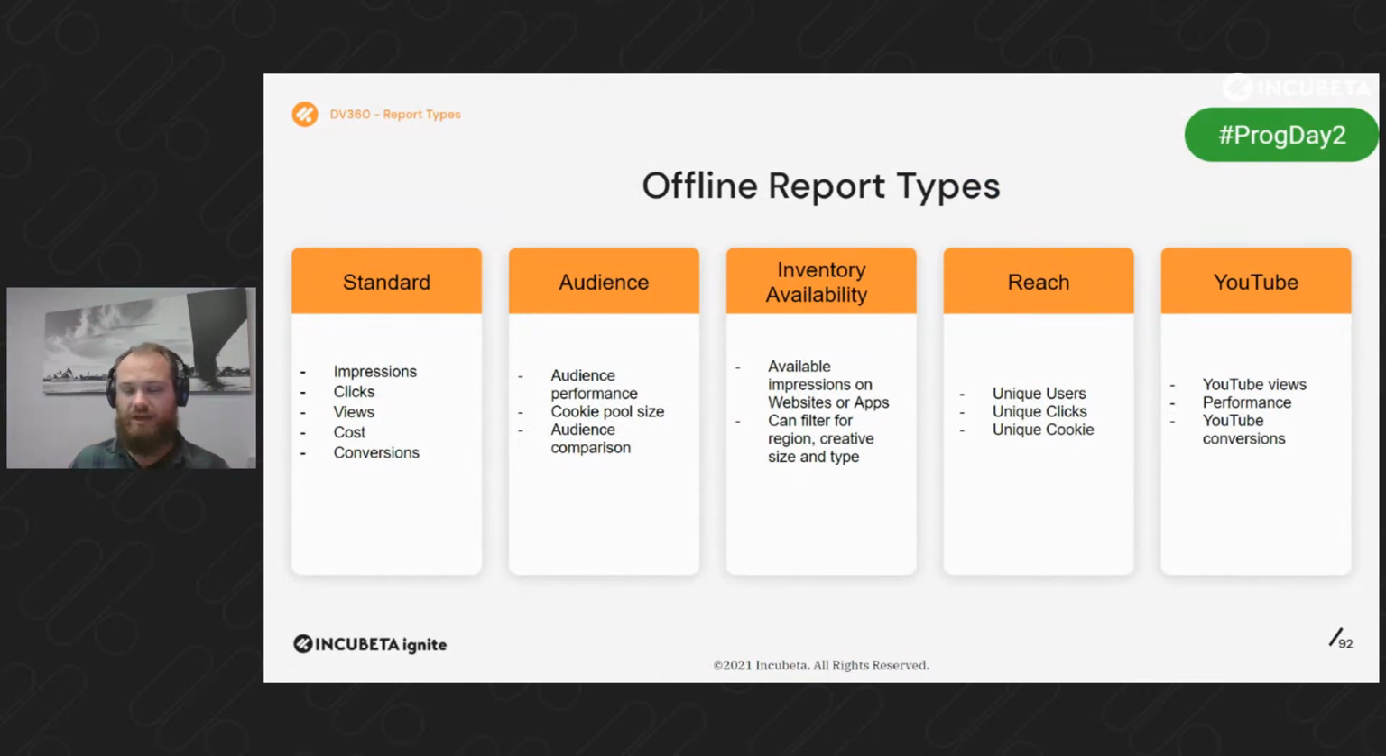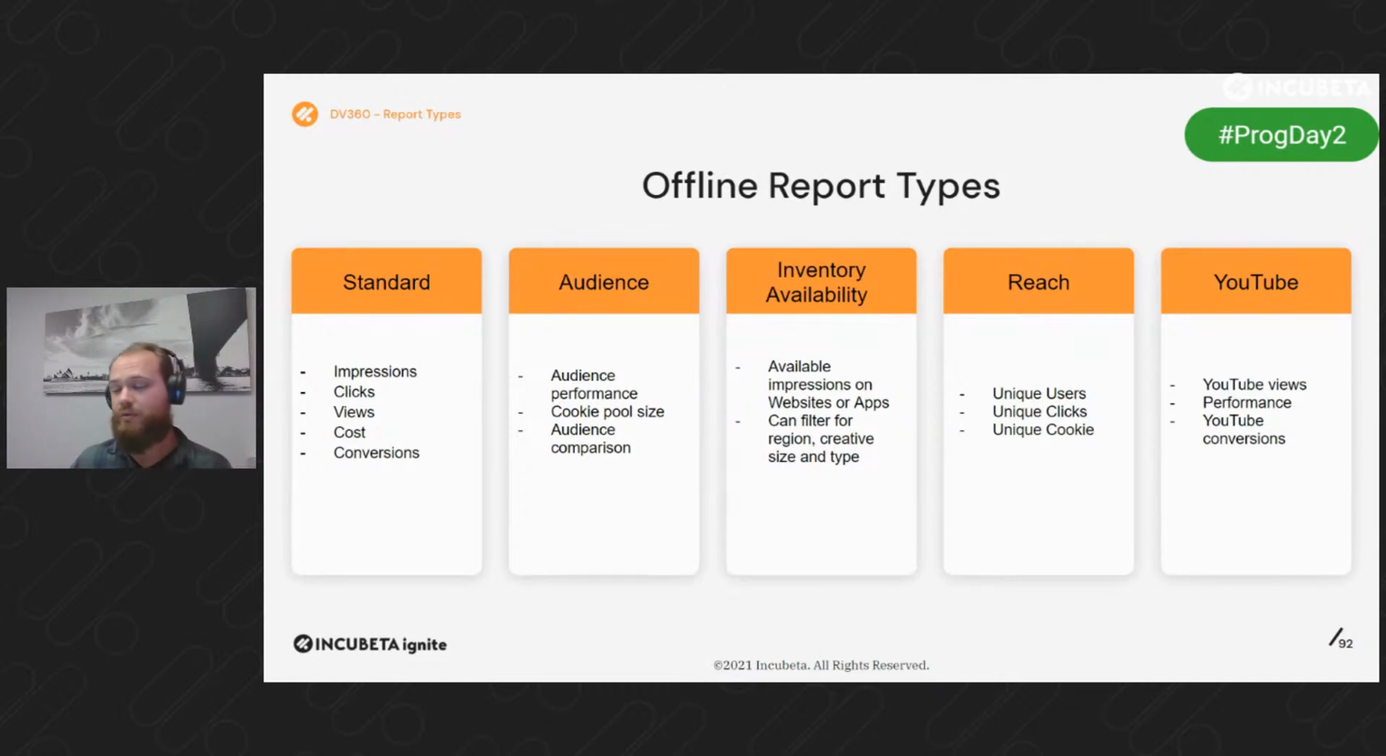So for offline report types, these are just a couple of them that I think are really relevant for us. We've got our standard report where you can include more or less most of the metrics and dimensions. There aren't specific restrictions on that one. We've got an audience report where you can see audience performance, cookie pool size, and an audience comparison, so to see which audience performs better.